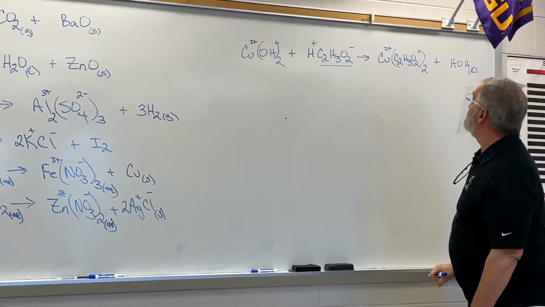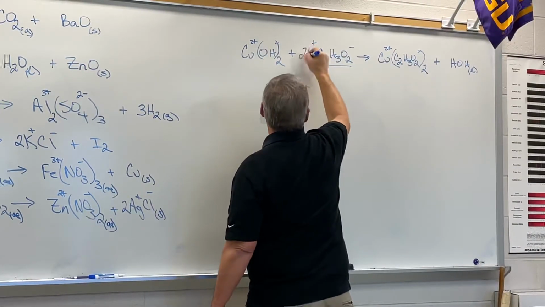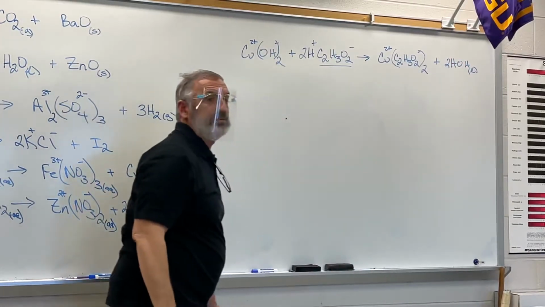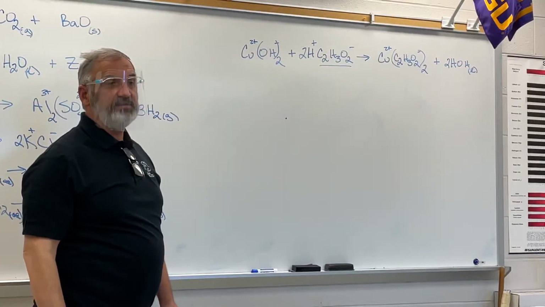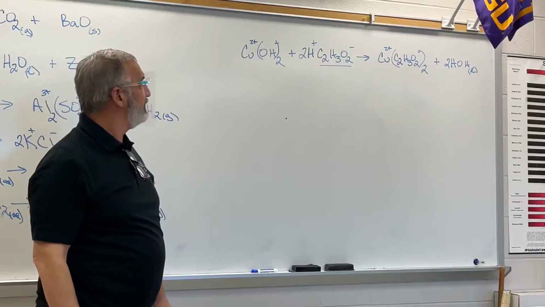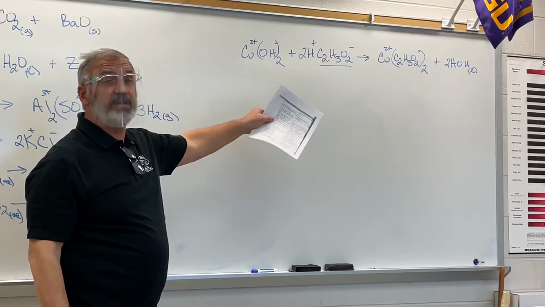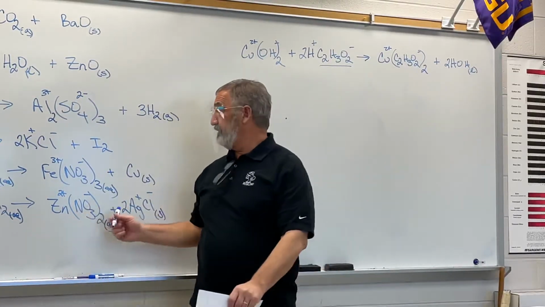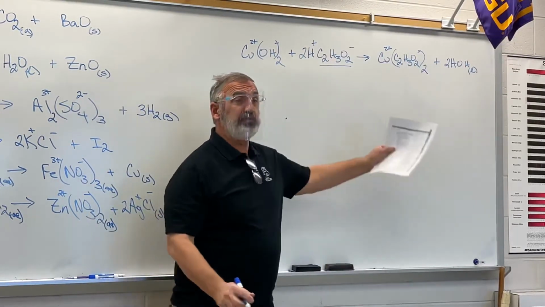Now I need to balance this. Put a 2 there. And then on the one. And a 2 there. We all good? So water's my stable compound in this. It's the double replacement reaction again. Water, here I'm forming a precipitate, a solid. Here I'm forming a liquid.